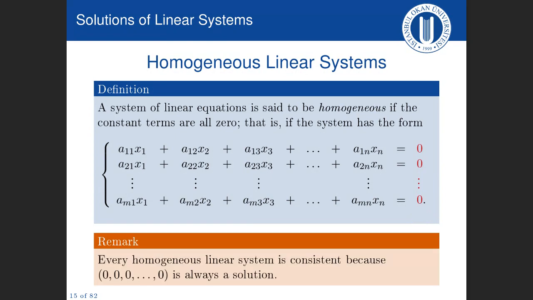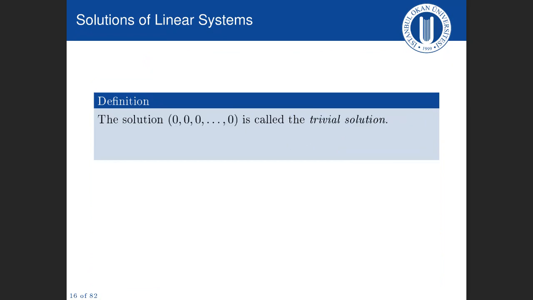Now note, every homogeneous linear system is consistent because there's always at least one solution, because 0, 0, 0, 0, 0 is always a solution. If we replace every one of these x variables by 0, we get 0 plus 0 plus 0 plus 0 plus 0, which is 0. It always works with putting 0 in if we have a homogeneous linear system. This solution, the 0 solution, is called the trivial solution. If there are other solutions, then they're called non-trivial solutions.